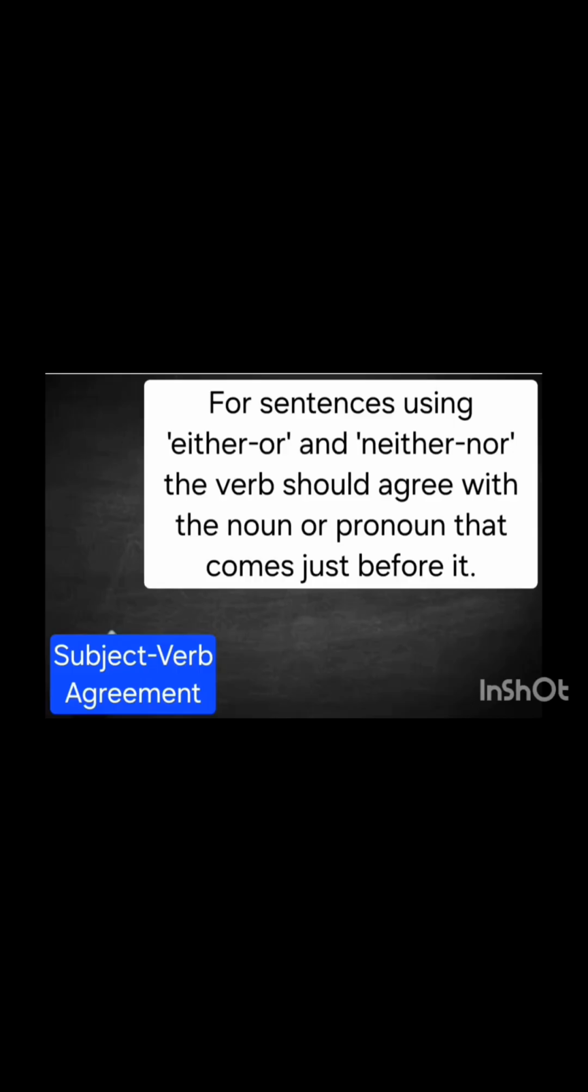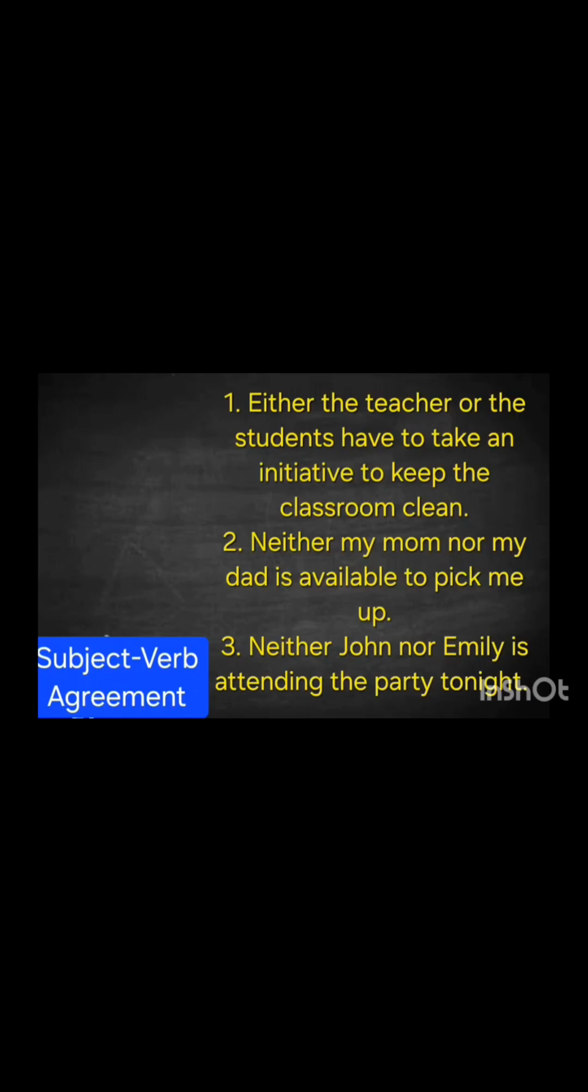The next, for sentences using either or and neither nor, the verb should agree with the noun or pronoun that comes just before it. So we will have to concentrate on the noun or the pronoun that comes just before either or neither nor. When we are reading such sentences, we need to be very, very careful. And let us look at a few sentences now.